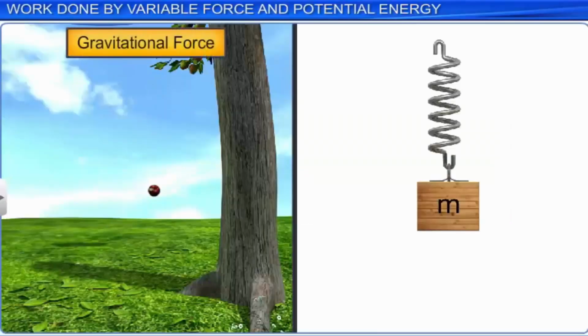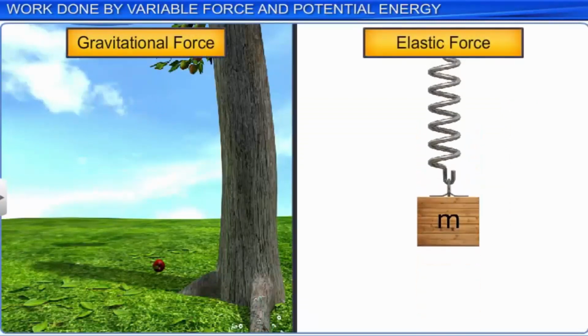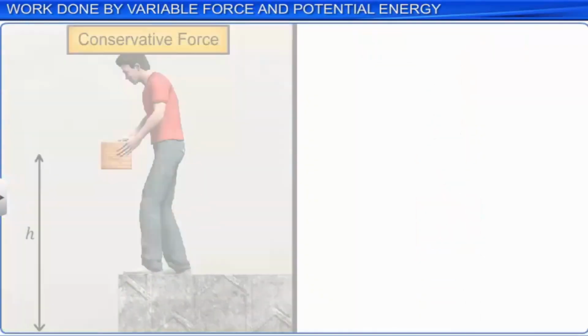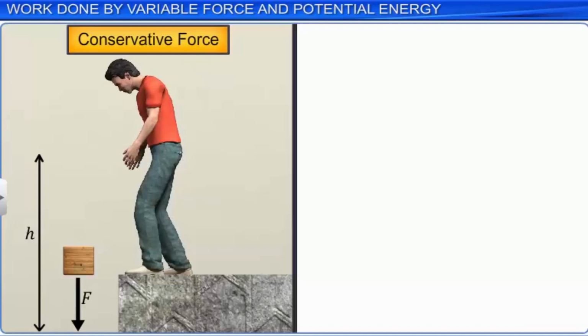Gravitational force and elastic force, in the case of a stretched spring, etc., are examples of conservative forces. Let's try to understand these forces. We see that when a box is dropped from a certain height, the work done by gravity on the box is mgh.